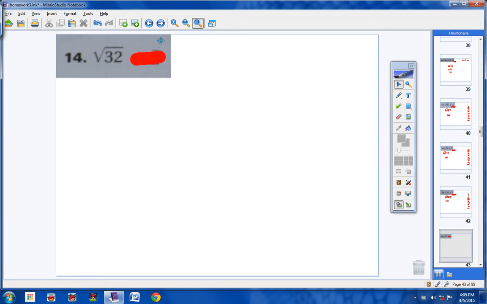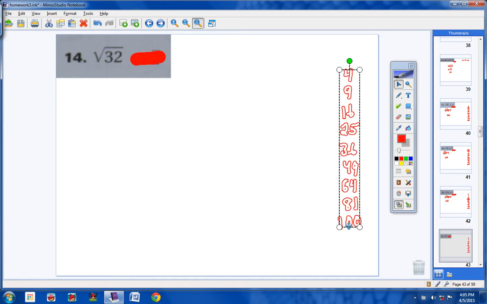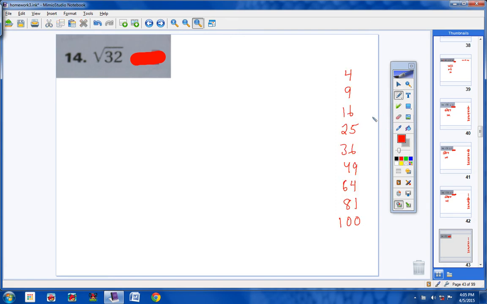Alright, number 14, 32. We'll start at the bottom and work your way up. 16. 16 goes into 32 evenly. 16 times 2. Now, by the way, if you ever want to use a smaller number, feel free to do that, like 4 also goes into 32. You can use a smaller number. It just takes more time.